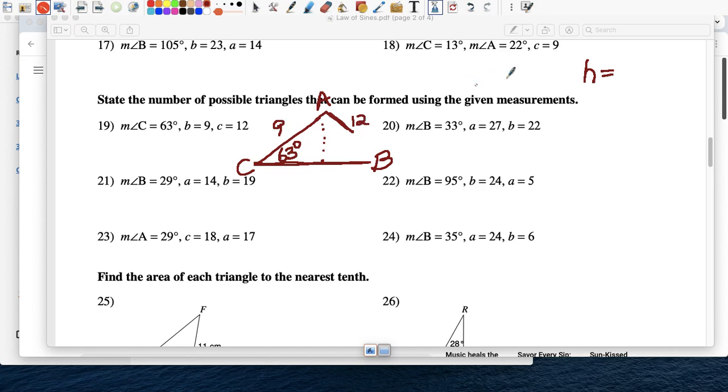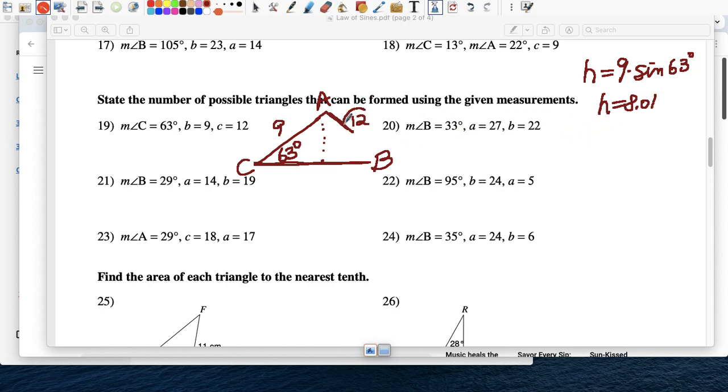H equals 9 times the sine of the angle that's given to us, sine of 63. So it's 9 times sine of 63, and that's going to give us 8.1. Right, so the height is 8.1.